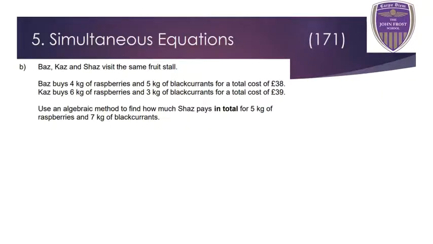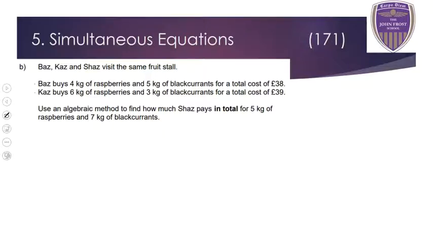Okay, next one then. So carrying on with simultaneous equations. This looks like a hard one, but once you break it down, it's not too bad. All right. So Baz, Cass, and Shaz visit the same food store. Blah blah blah. The simultaneous equations you can make just from these two sentences here.